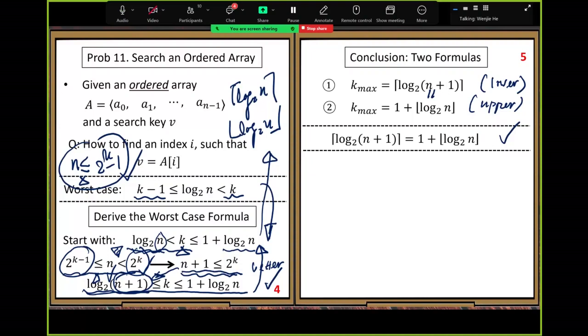The best case is 1. The worst case is one of the two, so you can write either version, equally well. All right. For the average case, after we get the best case formula and the worst case formula, then the average case formula.